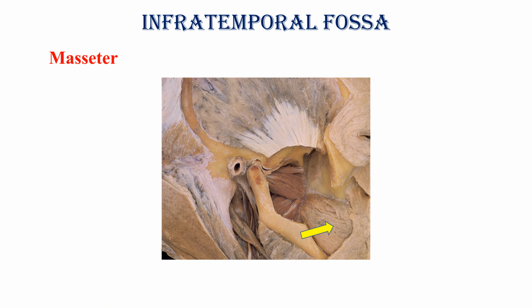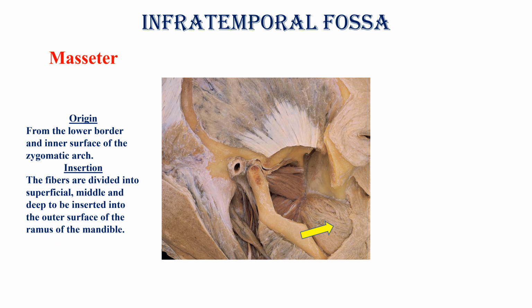The second muscle is the masseter muscle, which is also found outside the fossa. That muscle here, which we have found on the outer surface, takes origin from the lower border and inner surface of the zygomatic arch. Its insertion: the fibers of that muscle are divided into superficial, middle, and deep fibers to be inserted into the outer surface of the ramus of the mandible. The action of that muscle is mainly to elevate the mandible, and with the other muscles, it can protrude the mandible.